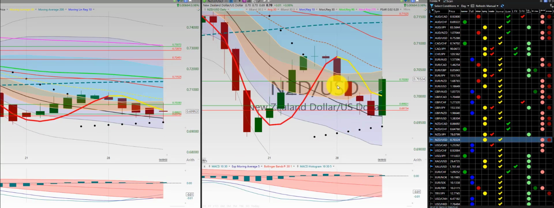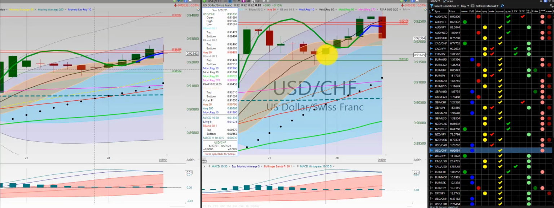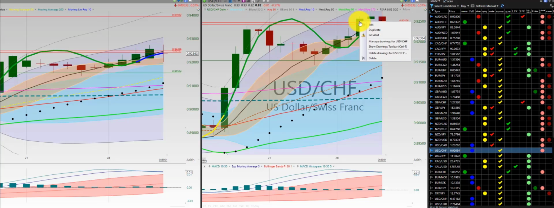New Zealand US Dollar, 1, 2, 3 punch out. Great trade. Looks like another potential collapsing dragon. This came up. We'll see if it continues with the price action there. US Dollar, Canadian Dollar. This was Sunday, no trade. Initial trade here for 1, 2, 3 punch out. US Dollar, Swiss franc, no trade here. Initial 1, 2, 3 punch out.